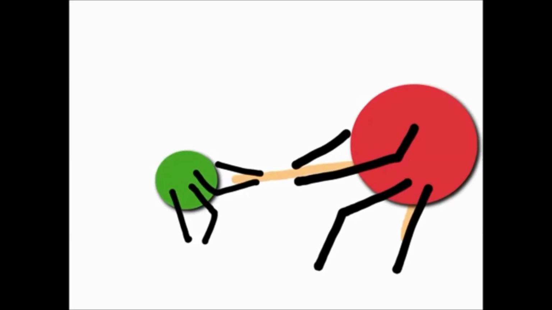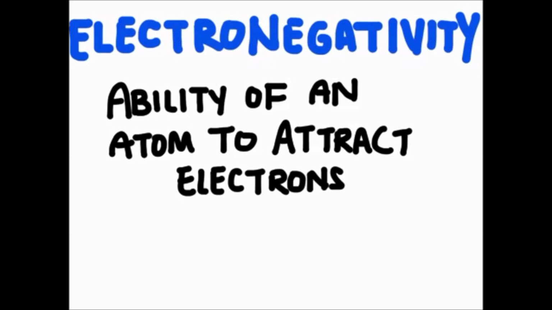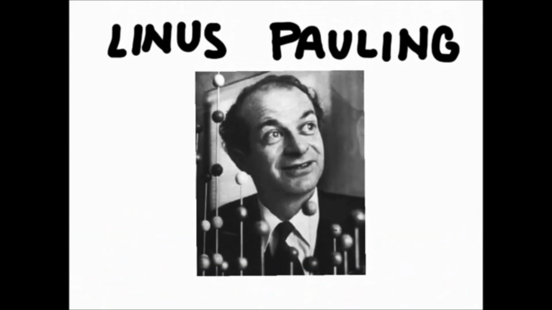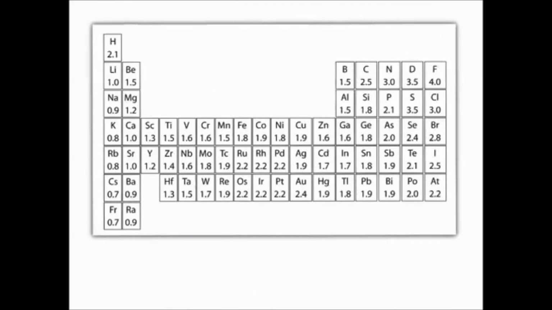Now, the measure of an element's strength is called electronegativity, and electronegativity is the ability of an atom to attract electrons to itself. Linus Pauling was the one who developed this scale of electronegativity. And his scale puts fluorine as the most electronegative element with a value of 4.0.